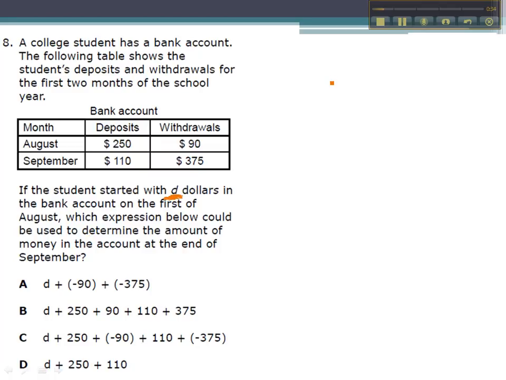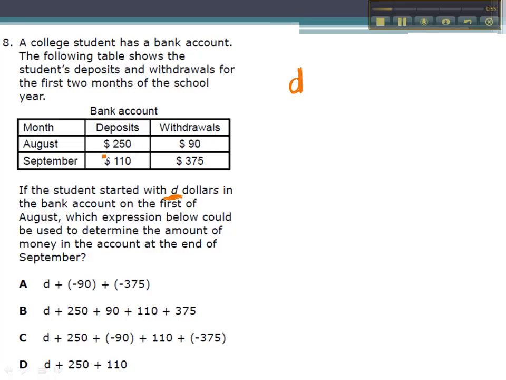So he started with D dollars. Now he might have $100 in the bank, he might have $1 million, but we don't care. It's just represented by this variable D. So he starts with D. And then we have to consider these deposits and withdrawals. So in August he deposited $250 and withdrew $90.